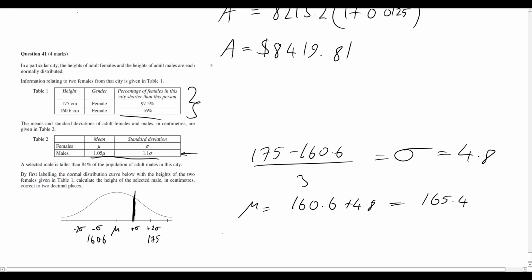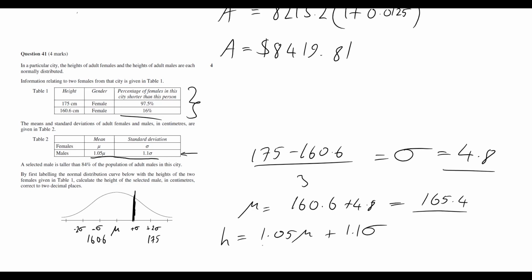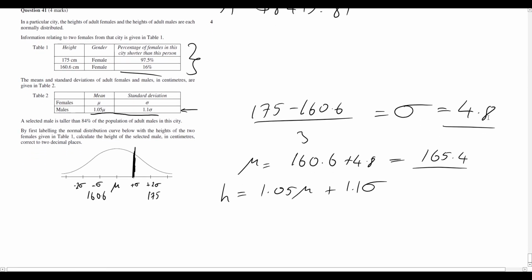So the height of this man is going to be equal to 1.05 mu, the mean, plus 1 standard deviation for the men, which is 1.1 sigma. When we put the relevant data in, that's mu and that's sigma, we find that this man's height is going to be 178.95 centimeters, and that is correct to 2 decimal places.